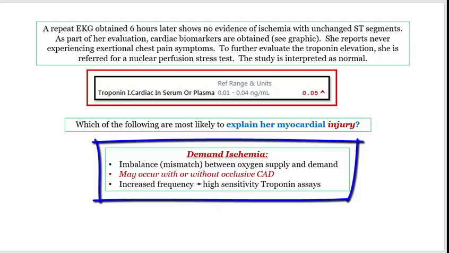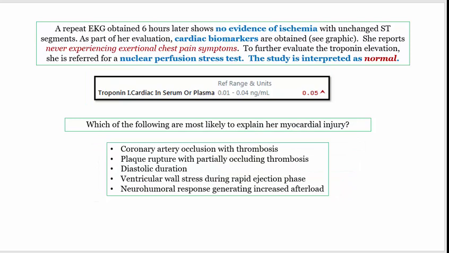That is, you can outstrip oxygen supply even in the presence of normal coronary vessels. The prevalence of demand ischemia will continue to rise as the troponin assays are becoming increasingly sensitive. Returning to the vignette, we are informed that an EKG has no evidence of ischemia. The patient has no history of chest pain, and she was referred for a stress test that was normal. How many other ways can they tell us this patient does not have occlusive coronary disease? So in spite of known myocardial injury and mildly elevated troponin, they have informed us she is devoid of occlusive disease.